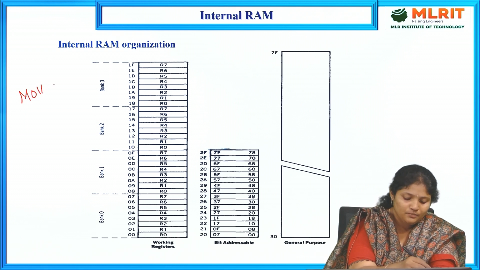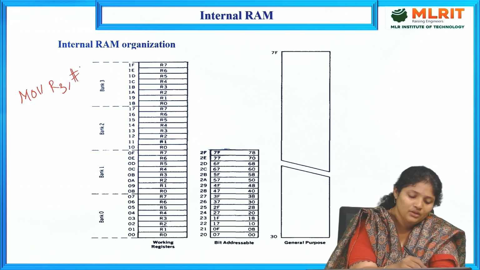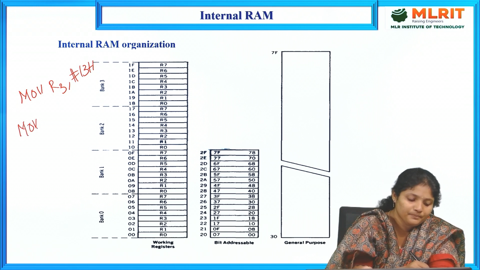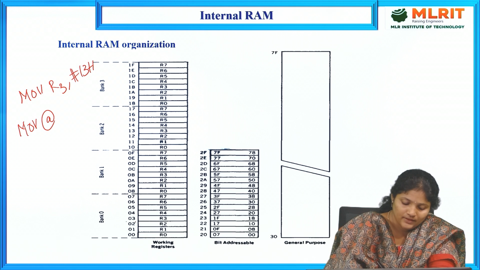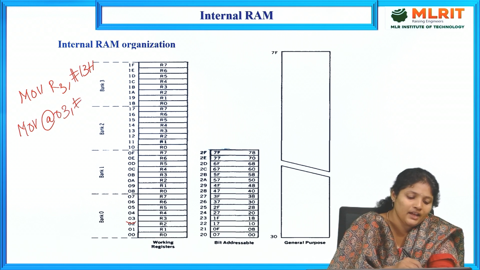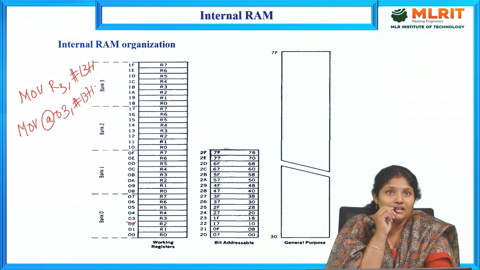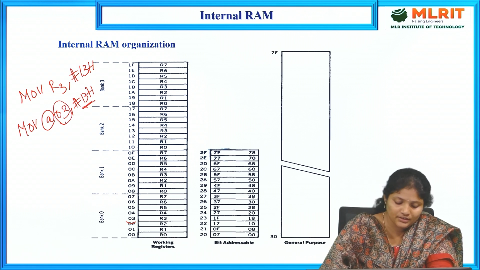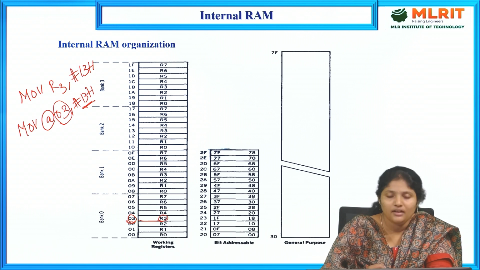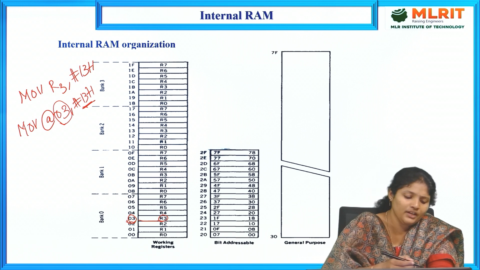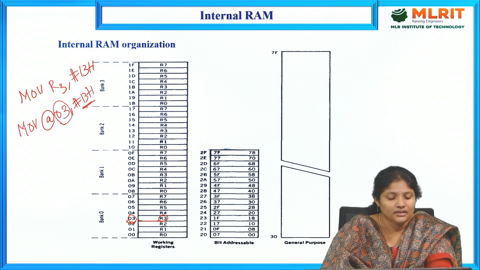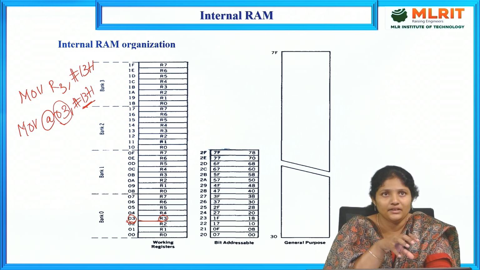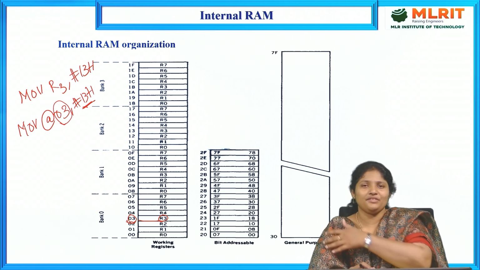This instruction, move R3 comma #13H, can also be written in another form: move @R0 comma #13H. Like we are placing the 13H value in the 03 location of RAM. The 03 location of RAM, which register will it hold? R3 register. This is how we will use the indirect and direct addressing modes of these particular memories of 32 bytes. So coming to the next one, it is bit addressable and byte addressable.